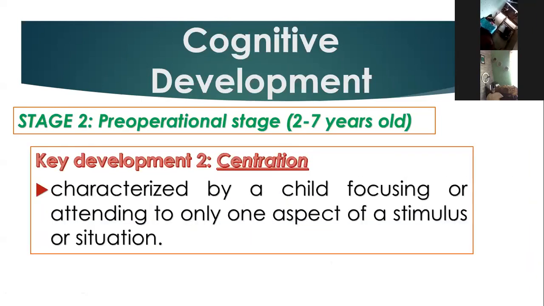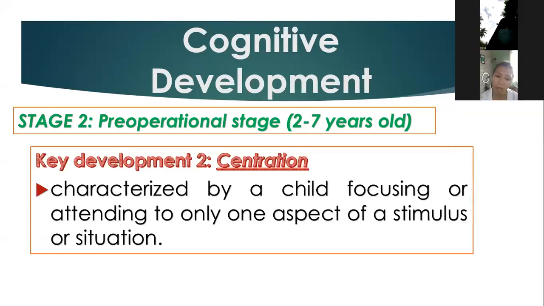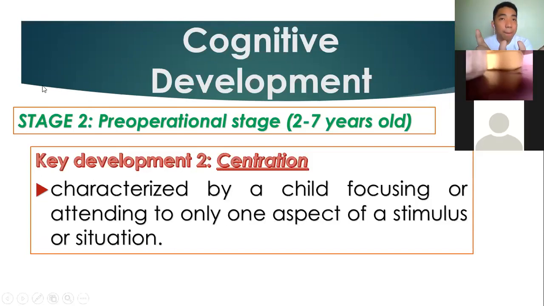For example, the best example that Jean Piaget used for this key development is the two glasses. Right? The narrow glass and the wider glass. The water from the wider glass is transferred to the tall, narrow glass and then the child is asked to judge which of the two has more water, the one in the tall glass or the one in the wider glass. But the quantity is the same, okay?